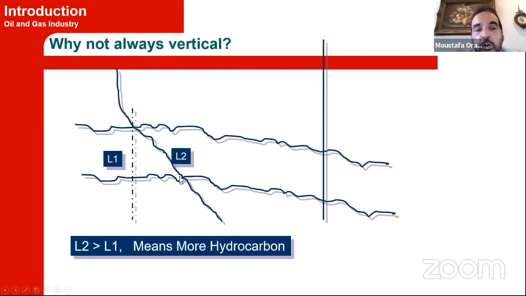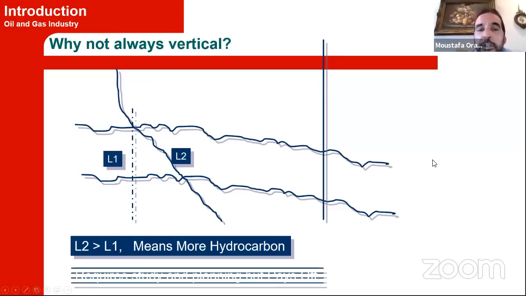Why do we not always do this? There are so many controlling factors, as I said, that actually decide: should we go vertical? Should we go deviated? What is the angle of deviation? What's the maximum angle of deviation? And so on. It's not a very straightforward, let's go drill a deviated well. No, it requires a lot of study, mainly what we call the wellbore stability. Will the hole be stable or not if you do this? And that requires a lot of study.